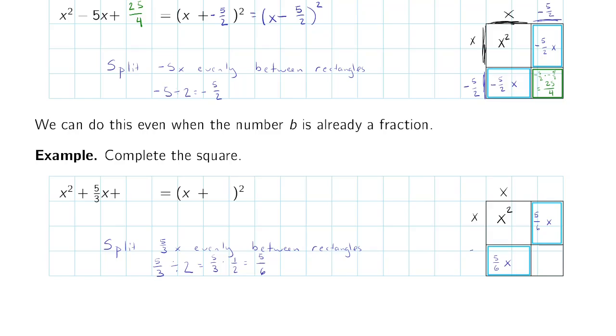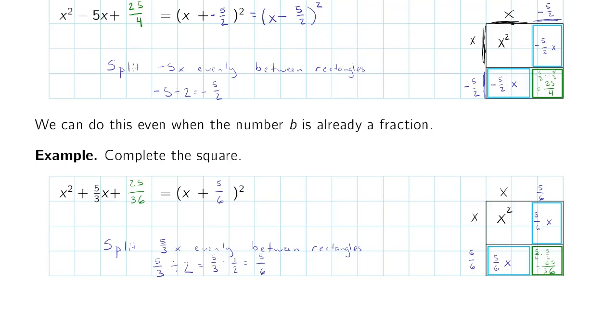So this remaining side length is going to be 5/6. And the area of our missing piece, the area of our smaller square down here, is going to have to be 5/6 times 5/6, which is 25/36. Our missing piece is 25/36, and we get that by squaring x plus 5/6.